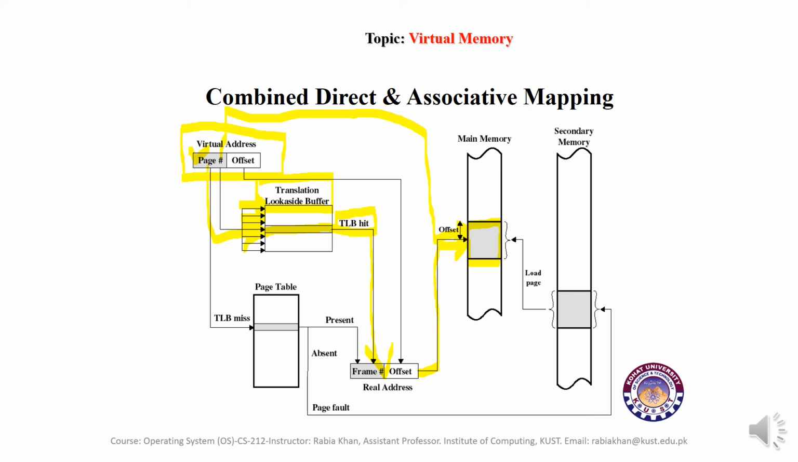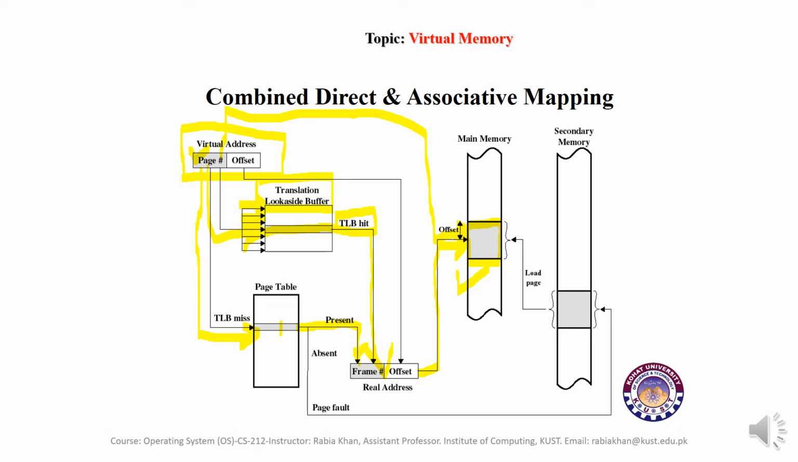But for example, a specific page is not found in the translation lookaside buffer. The operating system did execute the associative mapping technique, but it is not successful. Then the operating system has to move back to direct mapping. It first finds the page table of the respective process and finds the required page within the page table of that process. From there, the operating system finds the frame number, which, as you know, is a part of the page table entry, and the frame number is added with the offset to again get the same location of an instruction.